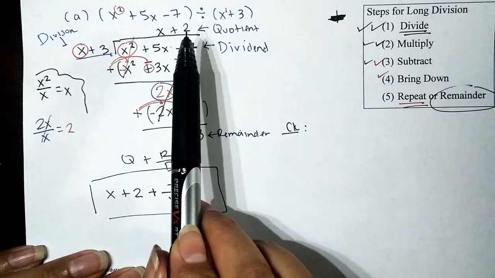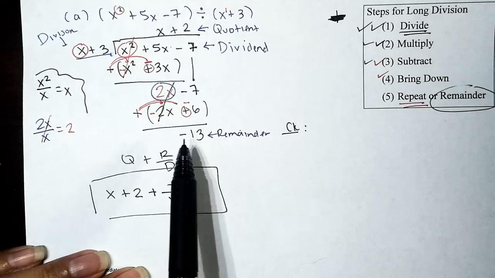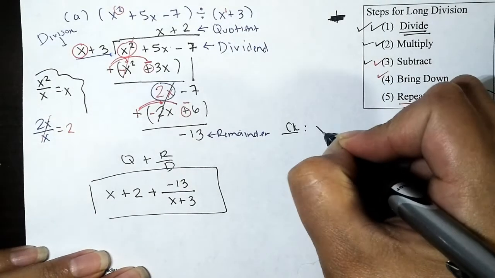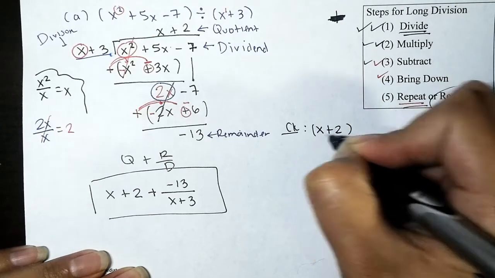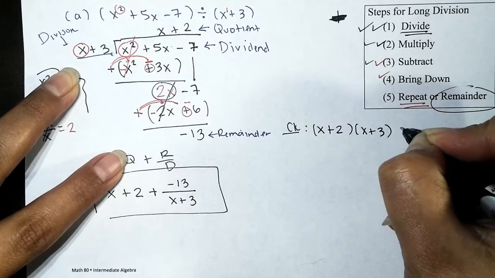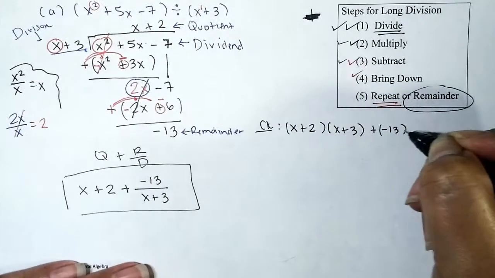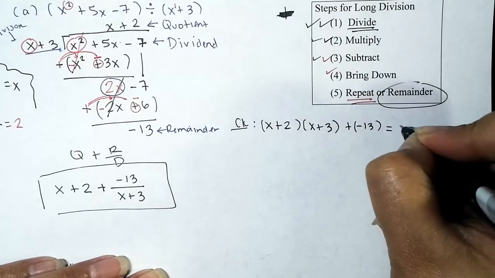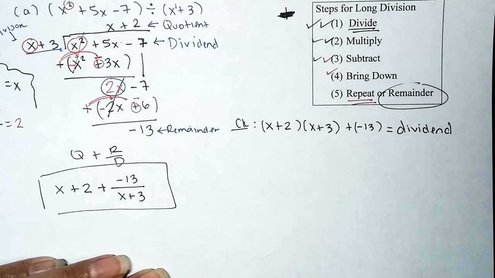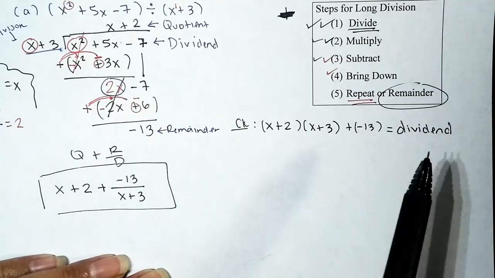So how do we check? We're going to take the quotient, multiply it by the divisor, add to it the remainder, and then make sure it gives us the dividend. So quotient times divisor plus remainder. I need to know if it gives us the dividend. I'm just going to write the word dividend, because if I write the actual dividend, x squared plus 5x minus 7, I feel like I'm going to have to solve something.